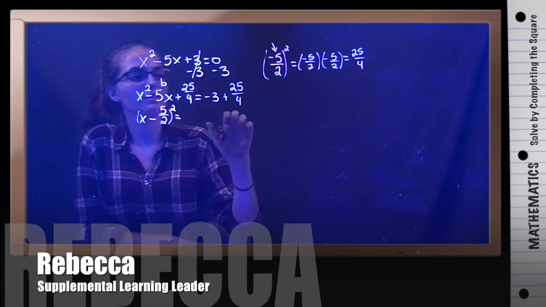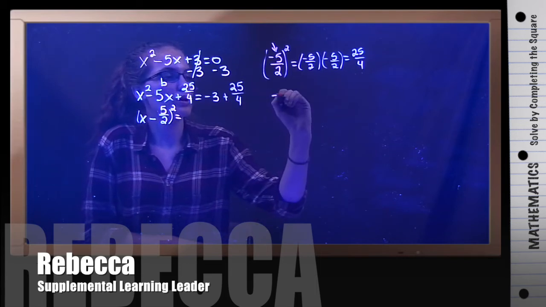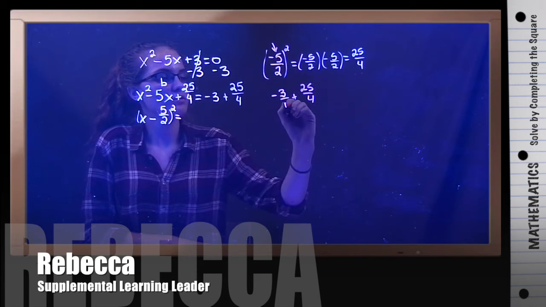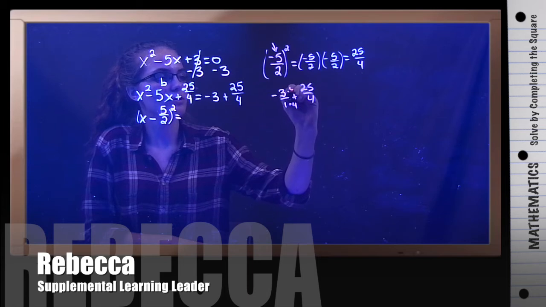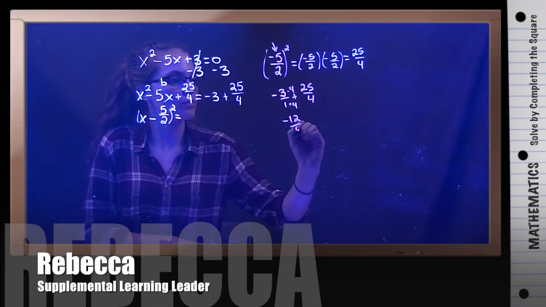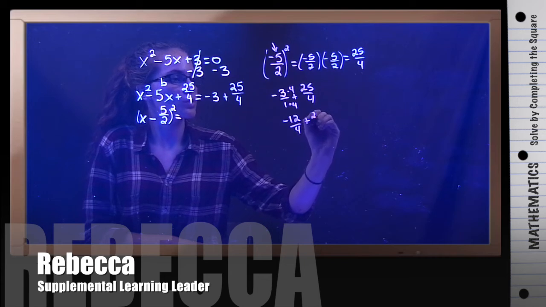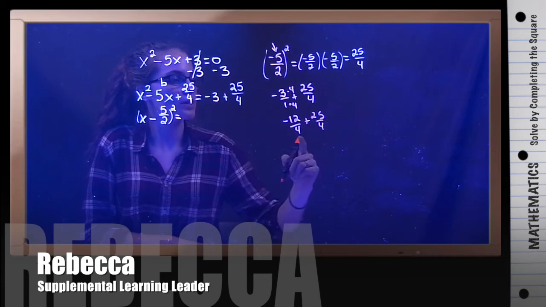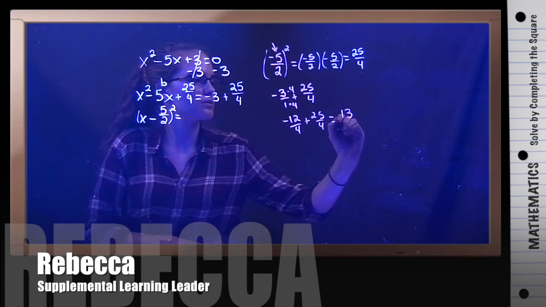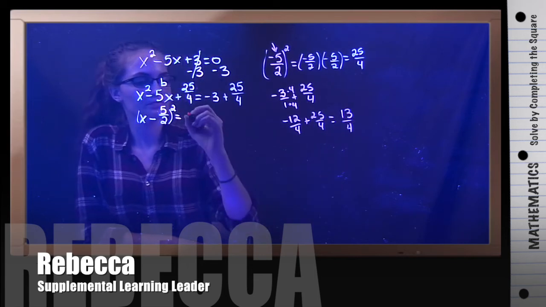Equals, and now we have to add these together. So I'm just going to put this negative 3 over 1. And then we can give them a common denominator of 4, so multiply by 4. And this would be negative 12 over 4 plus 25 over 4. And 25 minus 12 is 13. So we have 13 over 4.